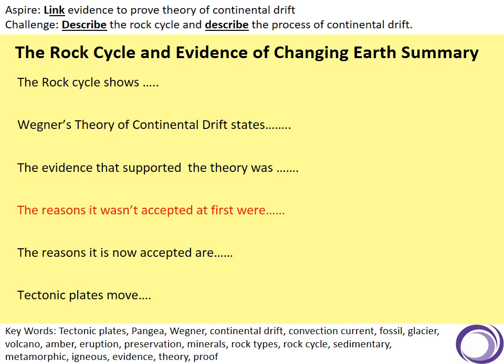So at this point, you should be able to fill in the section about why Wegener's theory was not accepted at first. And I'm going to give you a minute to fill that information in.